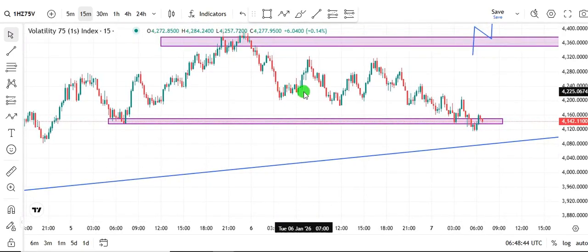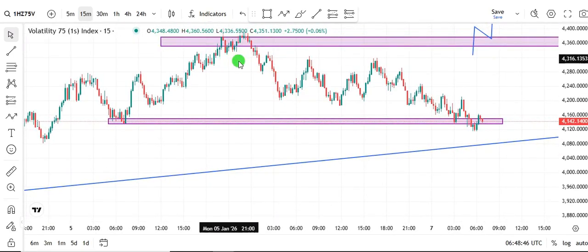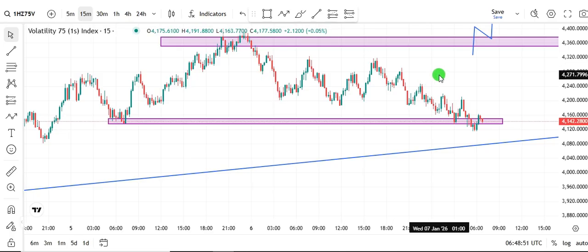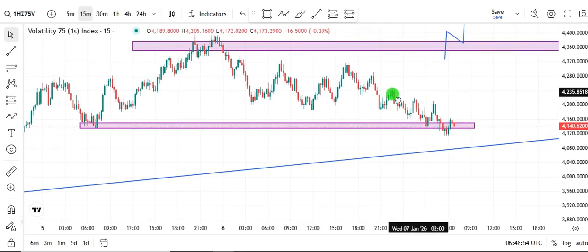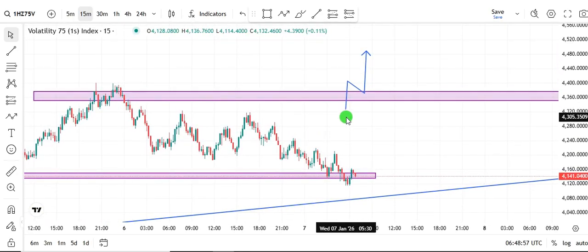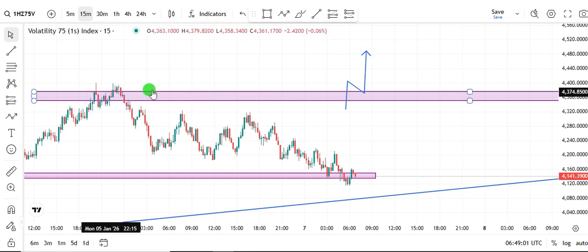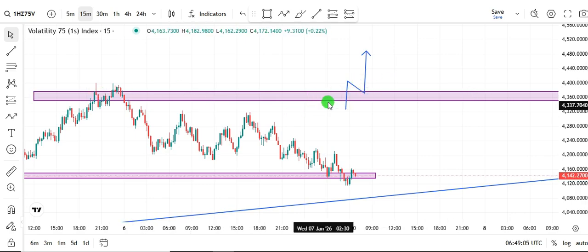Even the short side is not really too convincing, because you can see the market moving more like a sideways market, telling us the market is not really ready to give over to the bearish part. So overall, I'm still very much bullish. I'm still waiting for the market to break above this zone. Then if I can see a test of that, I think of going long. That said, I'm overall still bullish on 75 1 second.